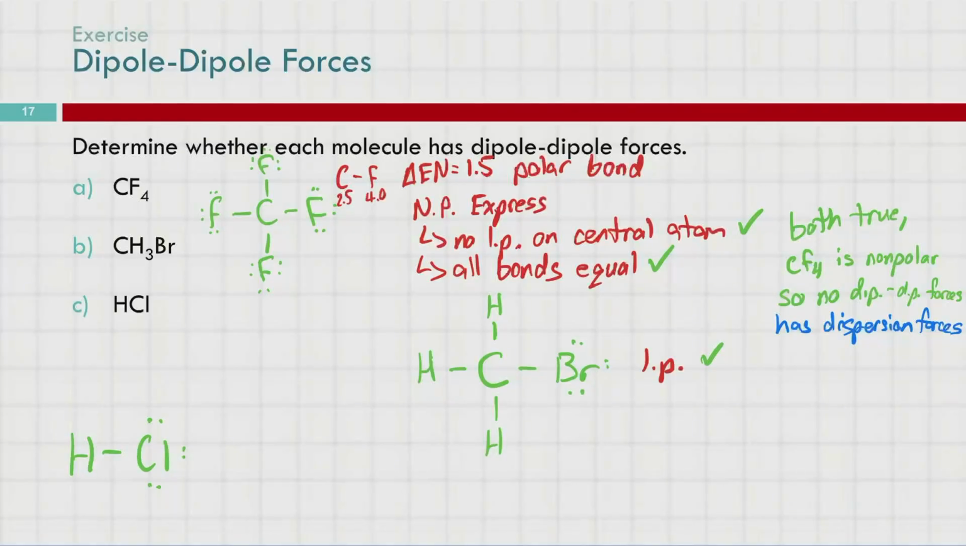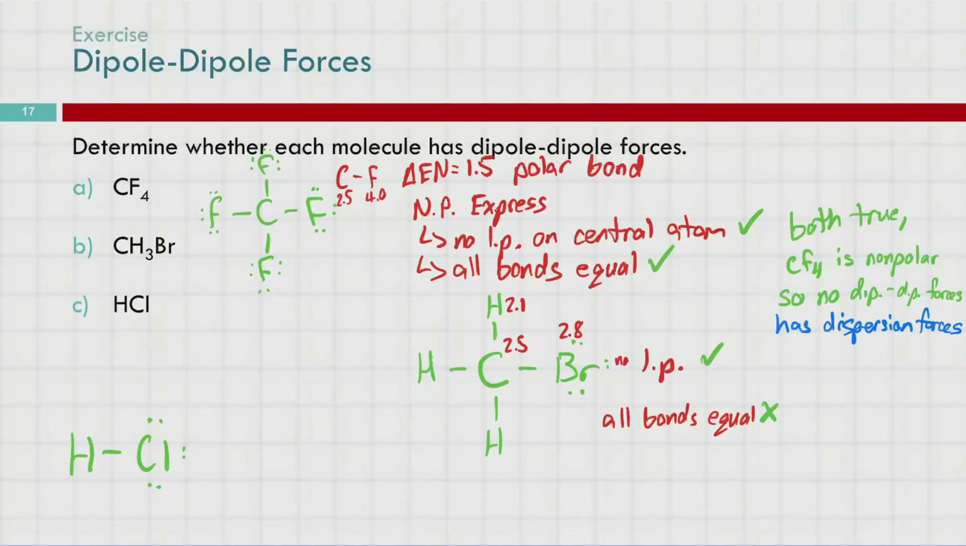Okay, lone pairs. Check. No lone pairs. I'll write no in front of there to make it clear. Are all bonds equal? No, all bonds are not equal because we've got carbon bonded to bromine. Bromine has a value of 2.8. Carbon's 2.5. Hydrogen is 2.1.